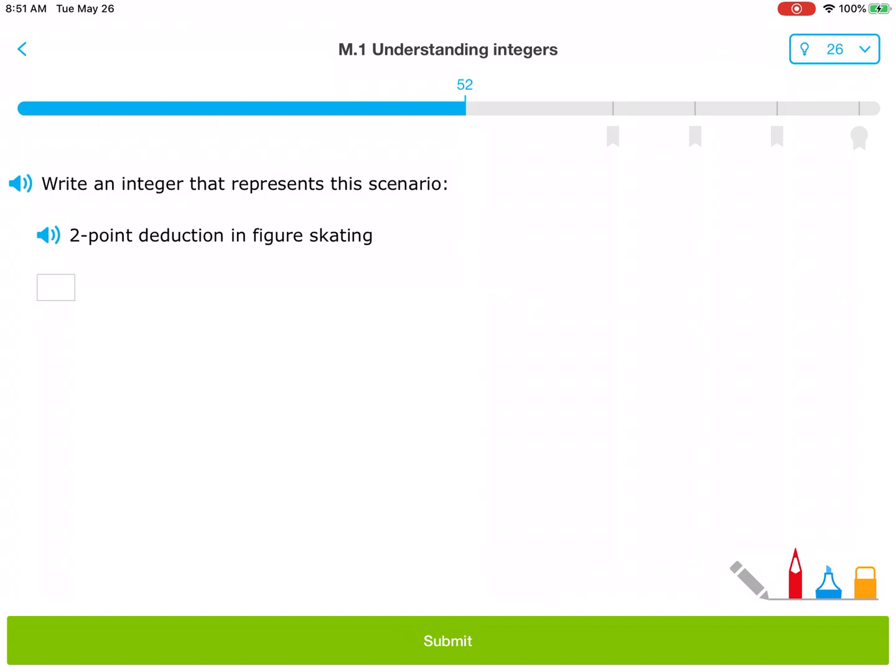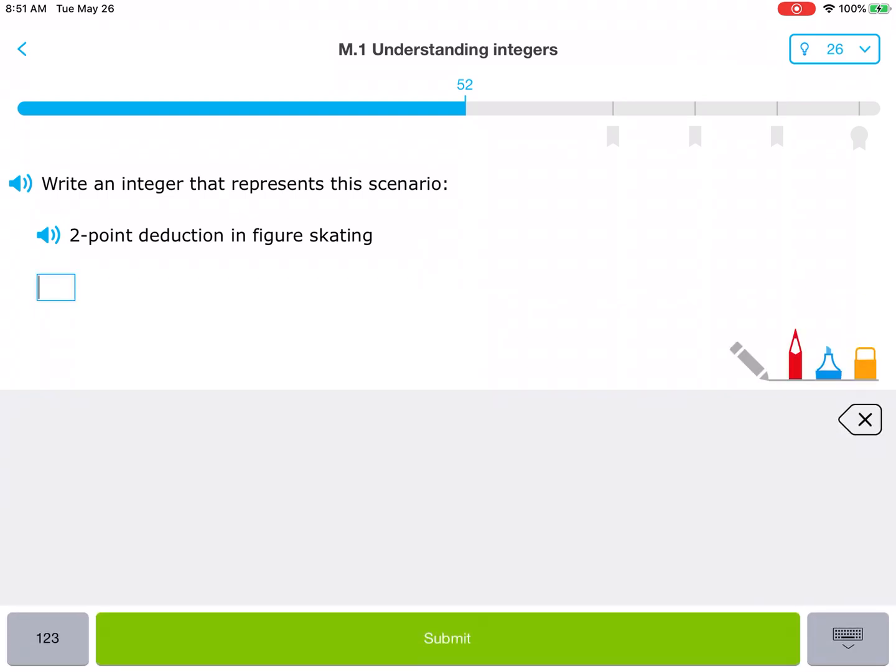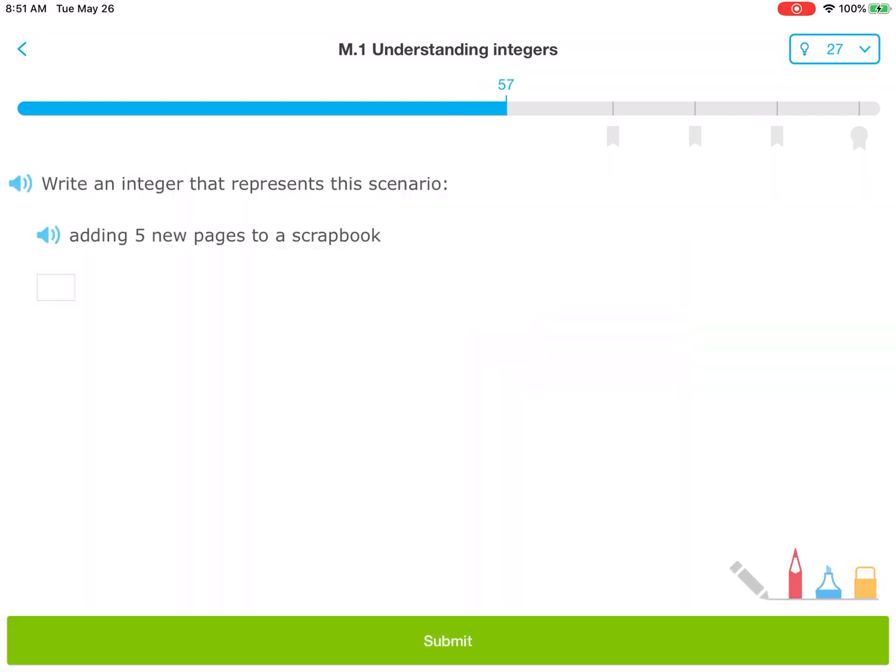All right, a 2-point deduction in figure skating. So I guess if you're doing figure skating and you lose 2 points, then it's going to subtract 2 points away. -2. So the key here is look at what is the integer and determine, are you adding or subtracting? And that's going to tell you if it's a positive or a negative integer. Let me know if you have any questions, and have some fun with this work.